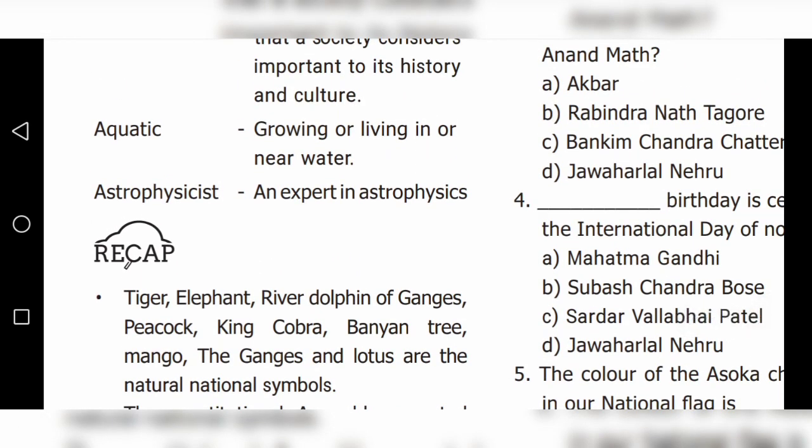Okay, children. Next one, let's recap. Tiger, elephant, river dolphin of the Ganges, peacock, king cobra, banyan tree, mango, the Ganges and lotus are the natural national symbols. Okay, thank you children.